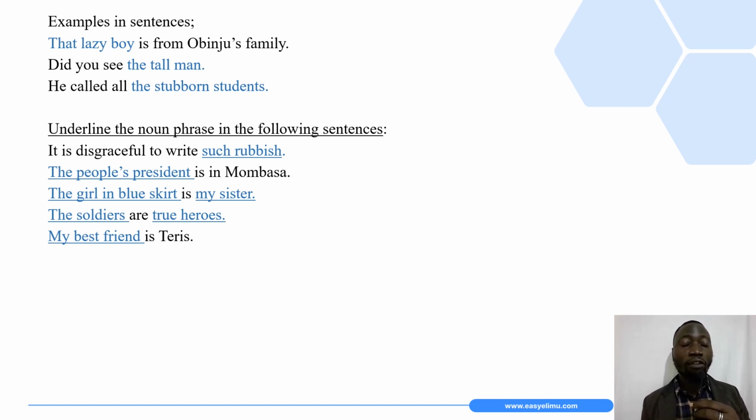Then the fourth sentence, the soldiers are true heroes. Again, we have two noun phrases there, the soldiers and true heroes. And the last sentence, we have my best friend is Terry's. So the noun phrase that we are supposed to underline there is my best friend. So I believe that the questions will help you understand what noun phrases are better, and again they will help you understand how they can be used in sentences.